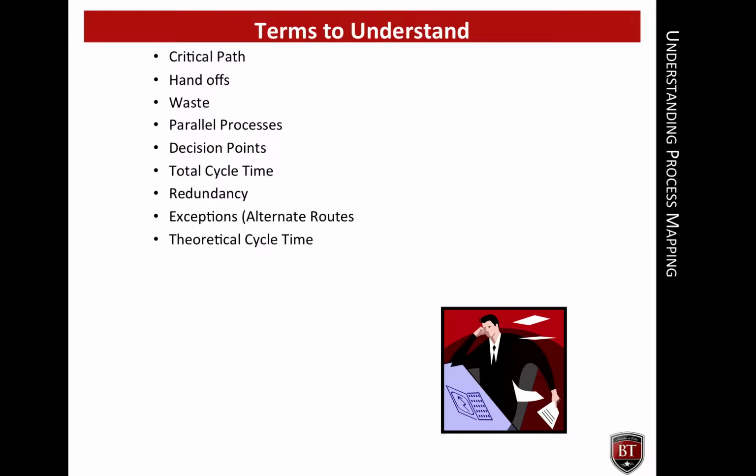There are many critical terms used with process mapping. Some that should be familiar to you are critical path, handoffs, waste, parallel processes, decision points, total cycle time, redundancy, exceptions, alternative routes, or theoretical cycle time. Each of these terms will be used a lot in the process mapping process. As you start to develop your flowchart and learn the flowchart symbols, you will become more familiar with how these terms are applied.